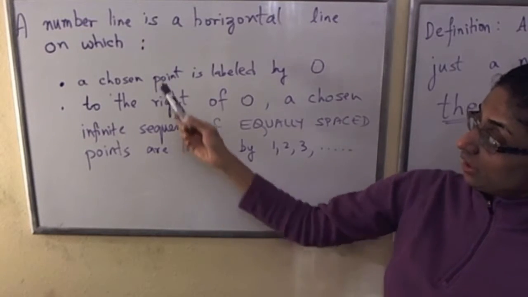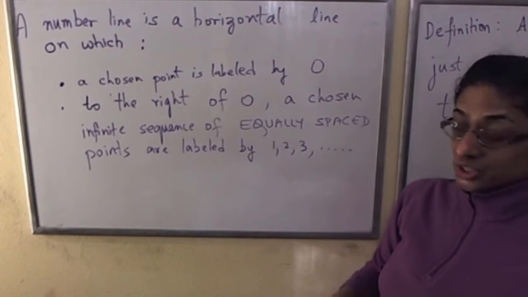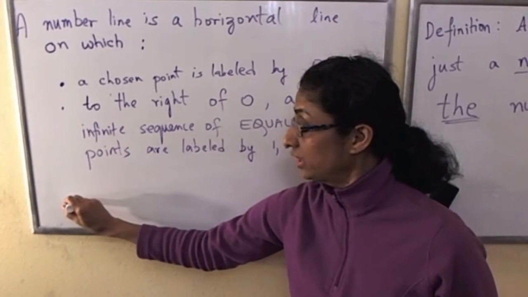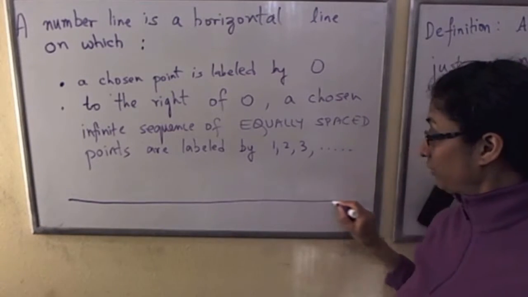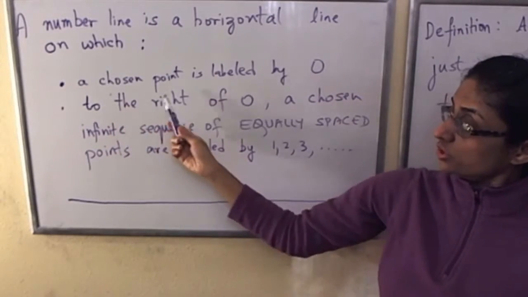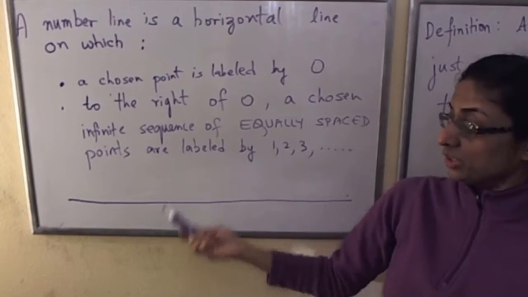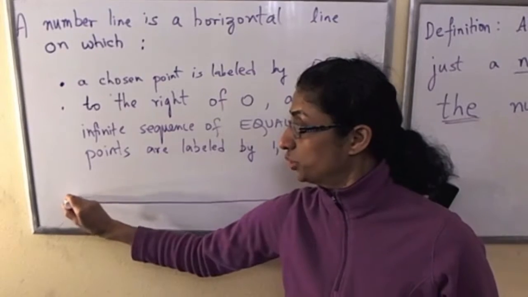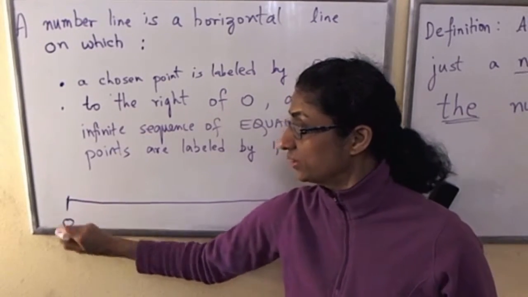this definition. A number line is a horizontal line, so let's draw a horizontal line. I'm just going to draw it freehand. And then it says on which a chosen point is labeled by 0. I may choose any point. I'll just choose this one and label it as 0.